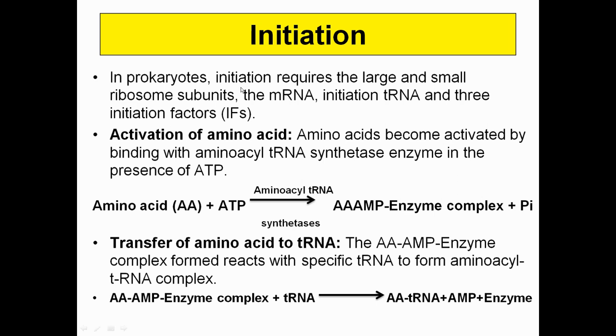Initiation requires the large and small subunits to combine together, and the initiator tRNA along with three initiation factors is required. So the first thing we require is the ribosome, large and small subunits, which are going to form the 70S ribosome structure. And mRNA, and initiator tRNA along with the initiation factors. That's what is required for the translation of a particular mRNA in prokaryotes for the whole initiation process.